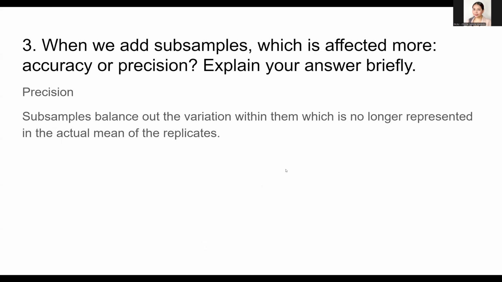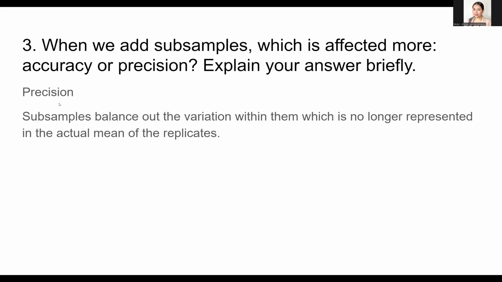So when we add subsamples, which is affected more, accuracy or precision? Explain your answer briefly. This is a topic that touches on a lesson that you might have encountered in lecture, but it's definitely present in Hurlburt. If you were able to read Hurlburt, which I hope you have, because your long exam in lecture is going to be on Thursday, and also your oral presentation in lab, no? So you have to be so familiar with Hurlburt already.